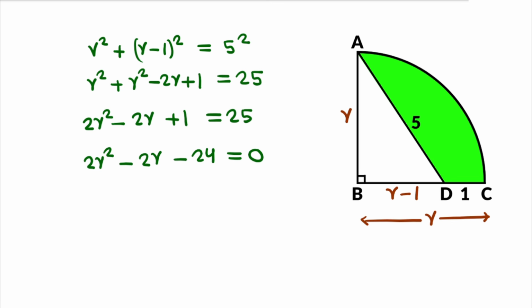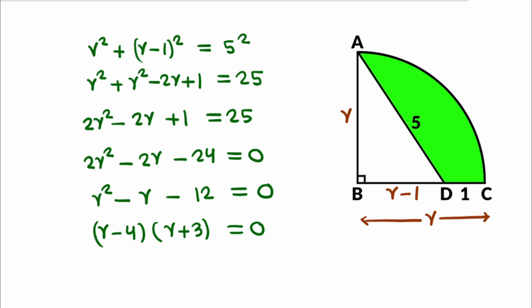To make the numbers cleaner, divide everything by 2. Now the equation becomes R squared minus R minus 12 equals 0. And this factors nicely into R minus 4 times R plus 3 equals 0. So there are 2 possible solutions, R equals 4 or R equals negative 3. But a radius can't be negative, so we throw that answer away immediately, which leaves us with R equals 4.